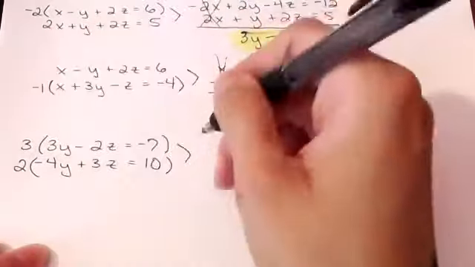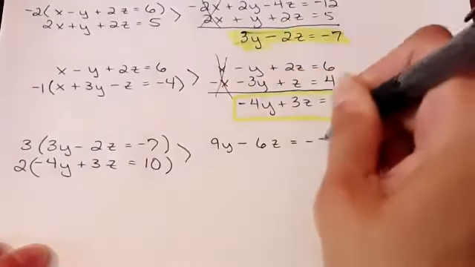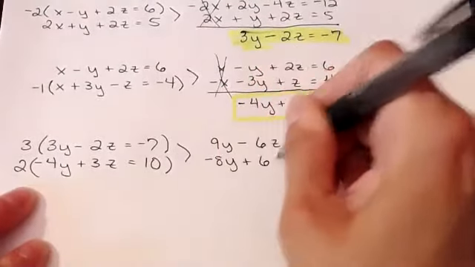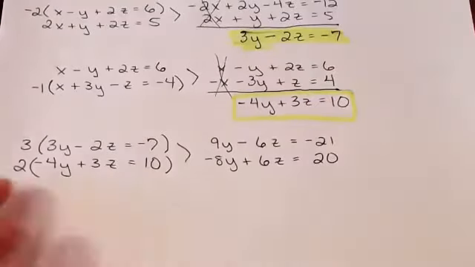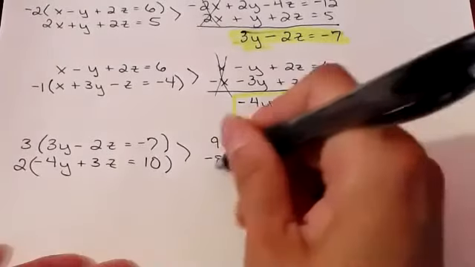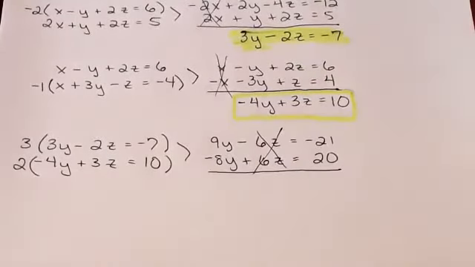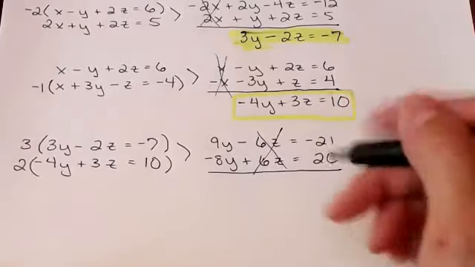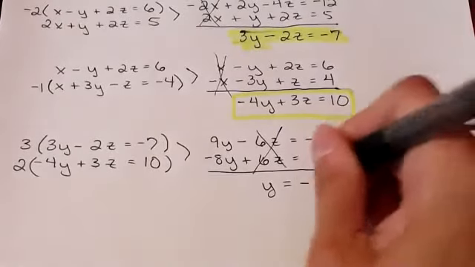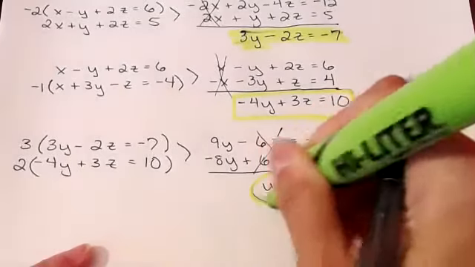Let's go ahead and distribute. We get 9y minus 6z is equal to negative 21. Then we have negative 8y plus 6z is equal to 20. Keep in mind, you're distributing throughout the entire equation. Don't forget that, okay? We wanted to eliminate z, and we were successful. They cancel each other out. 9y take away 8y is 1y. Negative 21 plus 20 is negative 1. So I have just found one of my solutions.